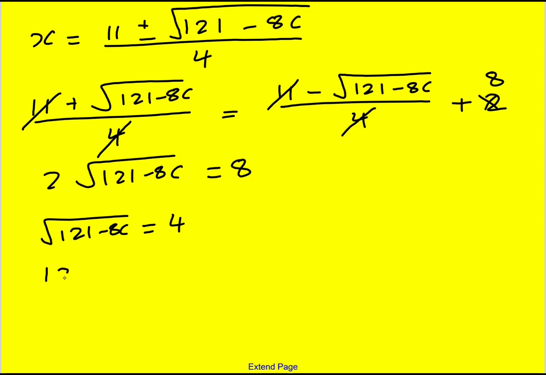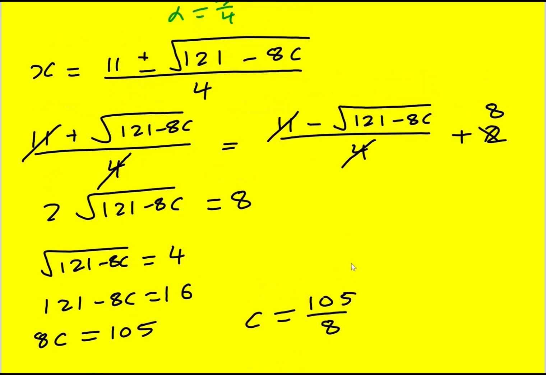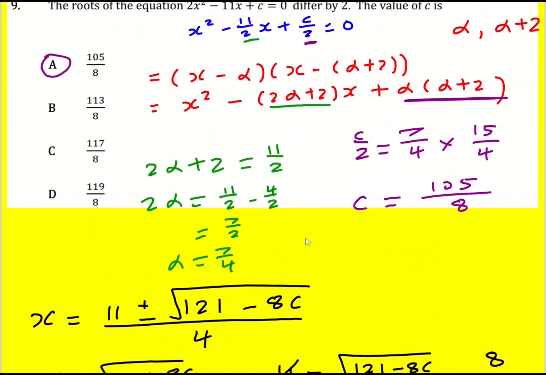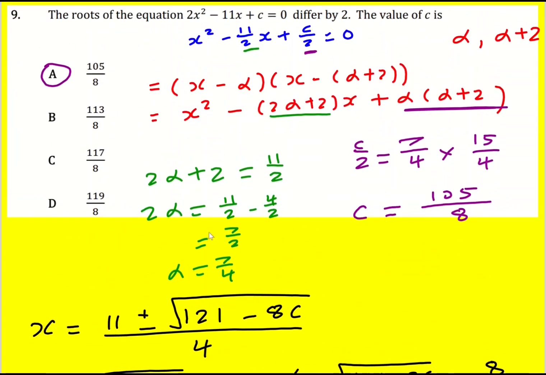Now I can square. 121 minus 8c is going to equal 16. So 8c is going to equal 121 minus 16. That's going to be 105. And then c, again, is going to be 105 over 8. So yeah, I mean, there wasn't much in it. I'd say that I quite like the first approach, but the second approach definitely works well as well.